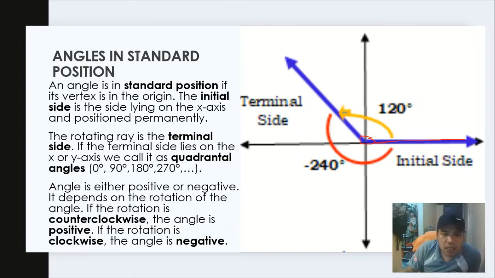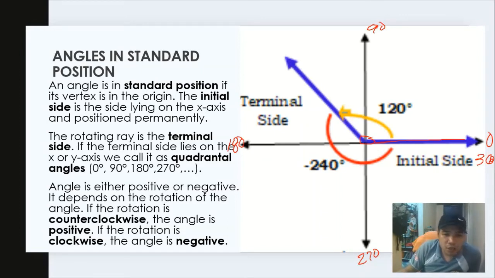If the terminal side lies on the x or y axis, we call it a quadrantal angle. So 0, 90, 180 degrees, 270, and this one will be 360. Angle is either positive or negative.